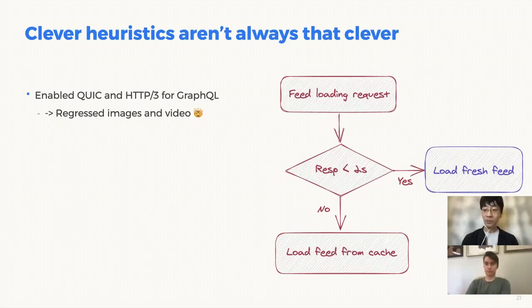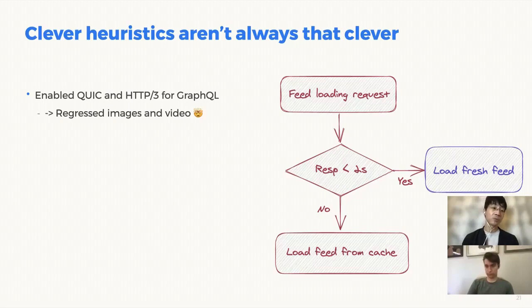After some debugging, what we figured out is that the first initial feed loading request, when sent out from the application, has this heuristic. If it gets the response within 2 seconds, it will try to load fresh feed from the network. But if after 2 seconds it still has not received the feed loading response, it will actually try to load feed from a local cache.